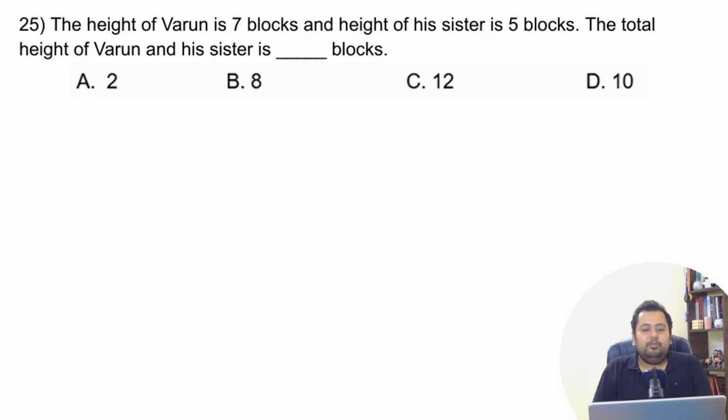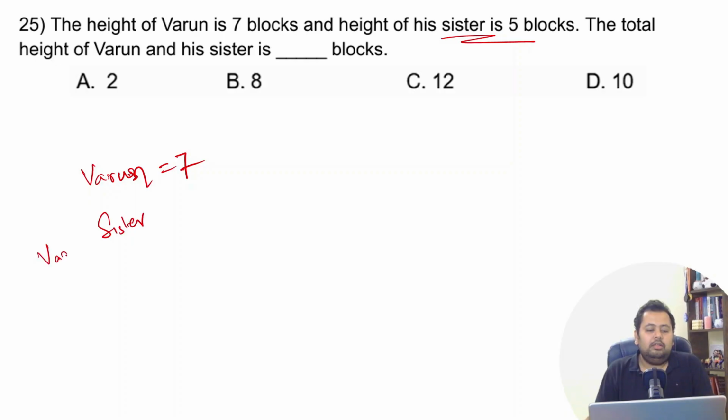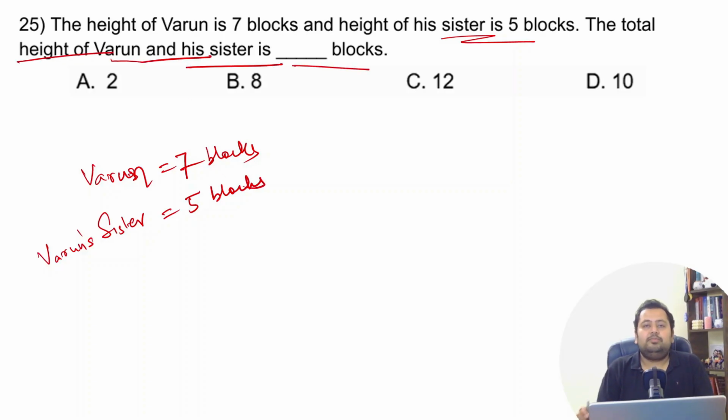The height of Varun is 7 blocks, and the height of his sister is 5 blocks, right? So the height of Varun is 7 blocks. The height of his sister, right? So say Varun's sister, like you know how to write Varun's sister. Varun's sister is 5 blocks. So this is 7 blocks. This is 5 blocks. The total height of Varun and sister is dash blocks.